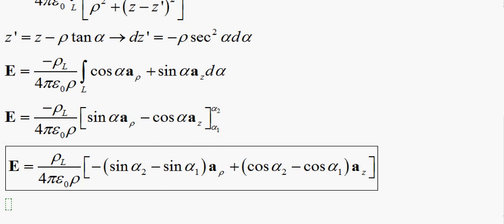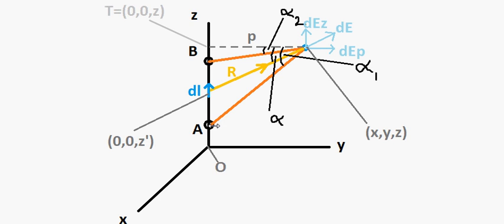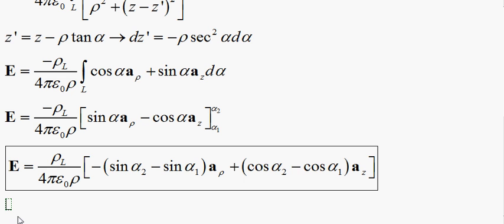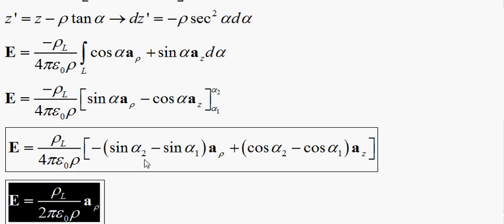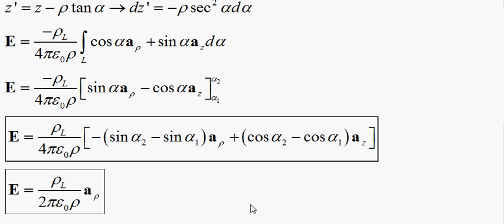Now, if the line is infinite, that means B goes way up, A goes way down, and consequently you get alpha 1 equal to pi over 2, and alpha 2 equal to negative pi over 2. When you plug pi over 2 and negative pi over 2 in for alpha 1 and alpha 2 respectively, you get E equals almost the same kind of thing. It's going to be 2 over 4 pi epsilon 0 rho, which simplifies to 1 over 2 pi epsilon 0 rho, in the rho direction only. So this is for an infinite line charge, and this is for a finite line charge.